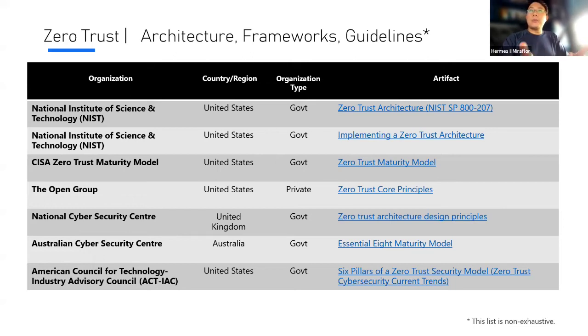So going back, I mentioned the Jericho Forum group. So they were actually merged into the Open Group, this Open Group organization. So they actually have the knowledge of how to implement zero trust for enterprises. Then we also have the National Cybersecurity Center for the UK, which is directed to government. Then Australian Cybersecurity Center framework, also for the Australian government. And then we also have the American Council for Technology, Industry Advisory Council for the United States government as well. So we will be going through them one by one briefly.